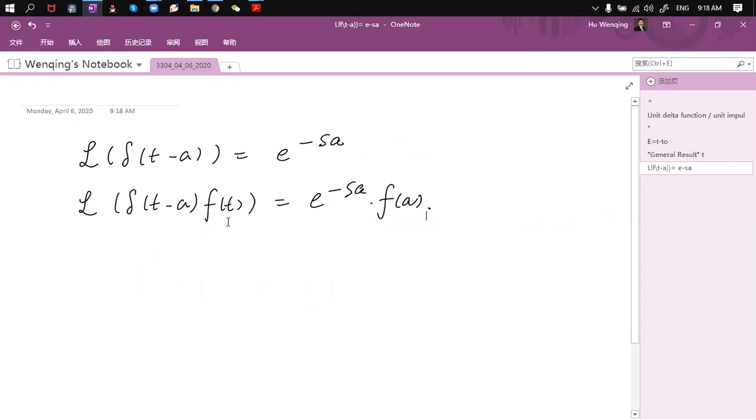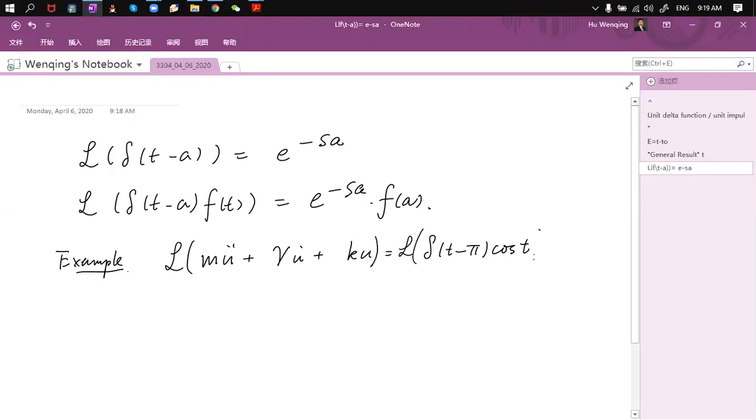So for example, if you have a differential equation, let's say m u double dot plus gamma u dot plus k u is equal to delta of t minus pi multiplied by cosine t. If you want to solve this differential equation, you want to apply the Laplace transform on both sides of this equation. But what's the right-hand side? Delta of t minus pi is e power minus s pi, but you have to replace cosine t by cosine pi here, so you're not going to have e power minus s pi, you have minus e power minus s pi.